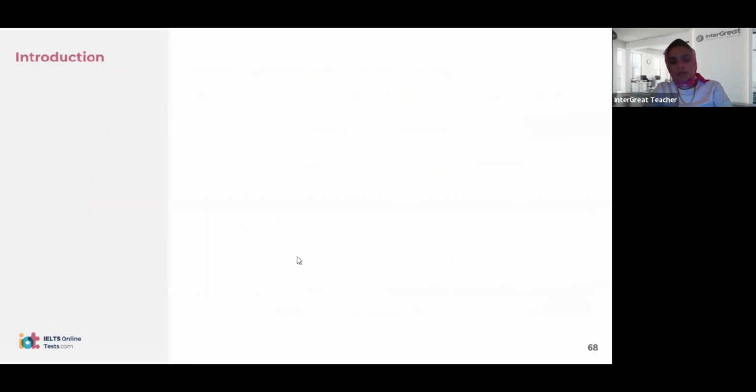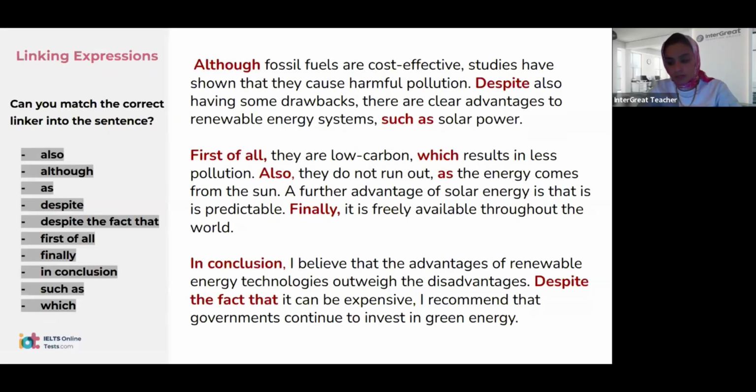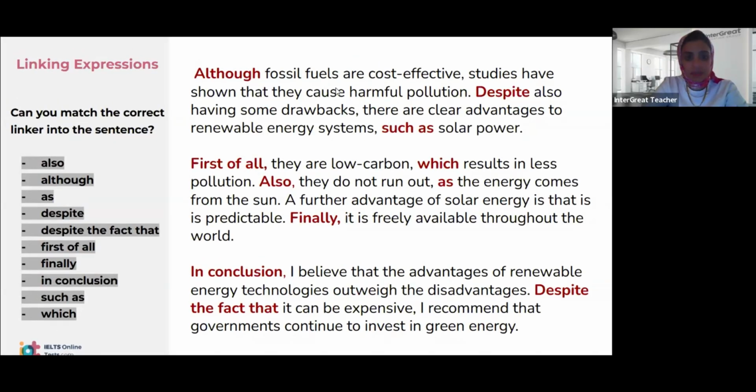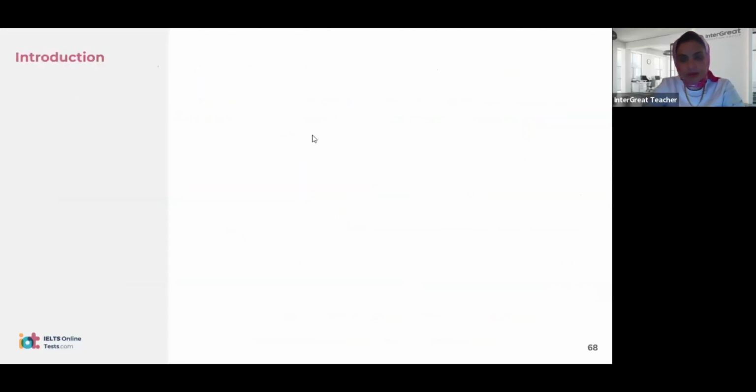All right. Any questions regarding using linking expressions? Despite the fact that we used it, despite the fact that we've just used it. Yeah. Okay. Despite is the one. Okay. Is it okay to start a sentence using also? Yeah, it is okay, of course. All right.